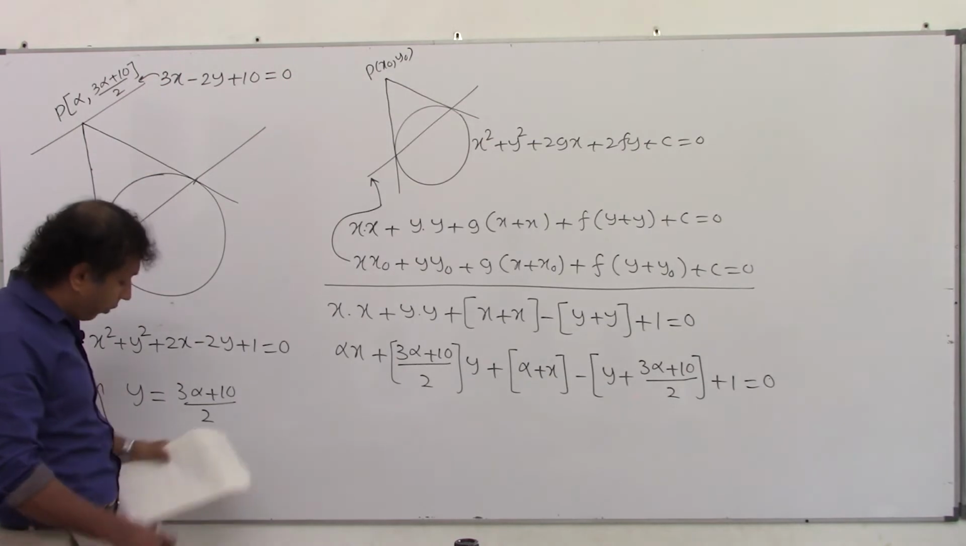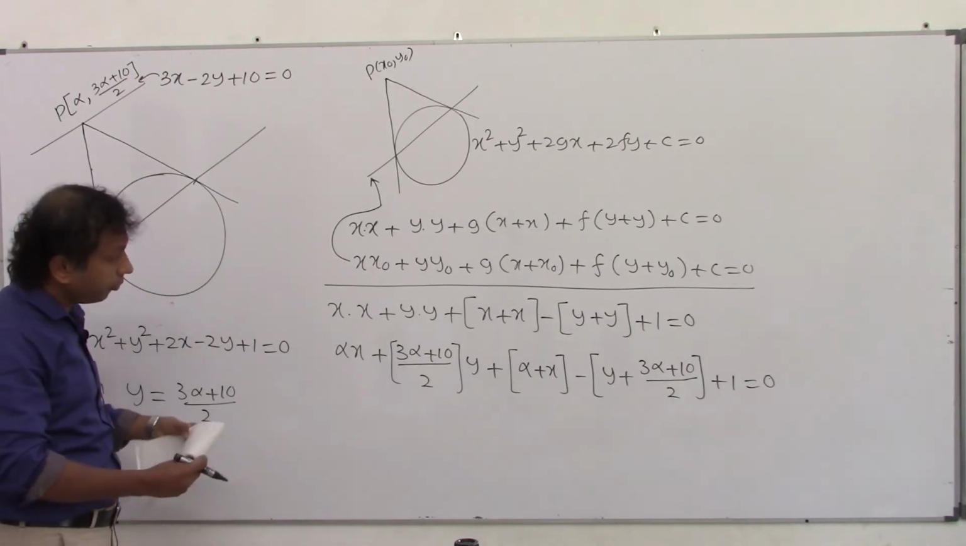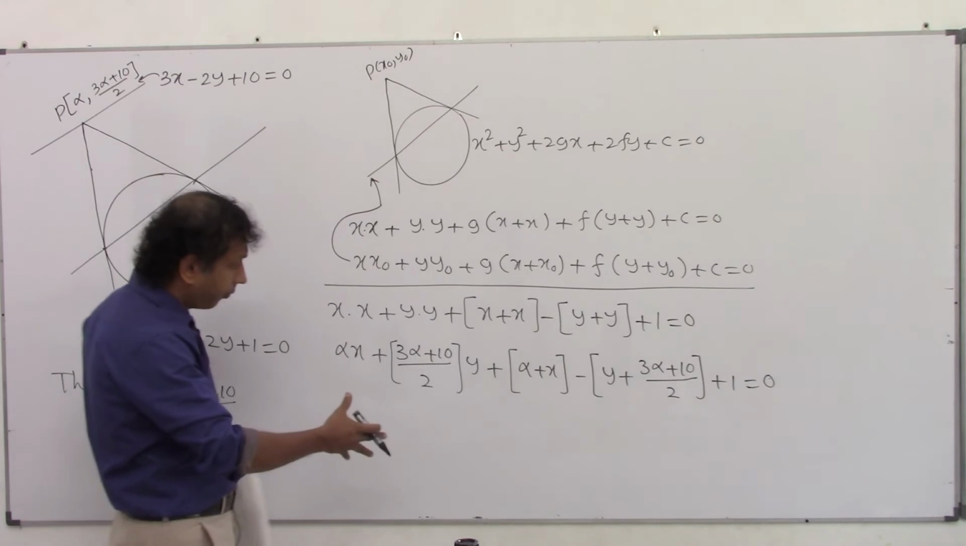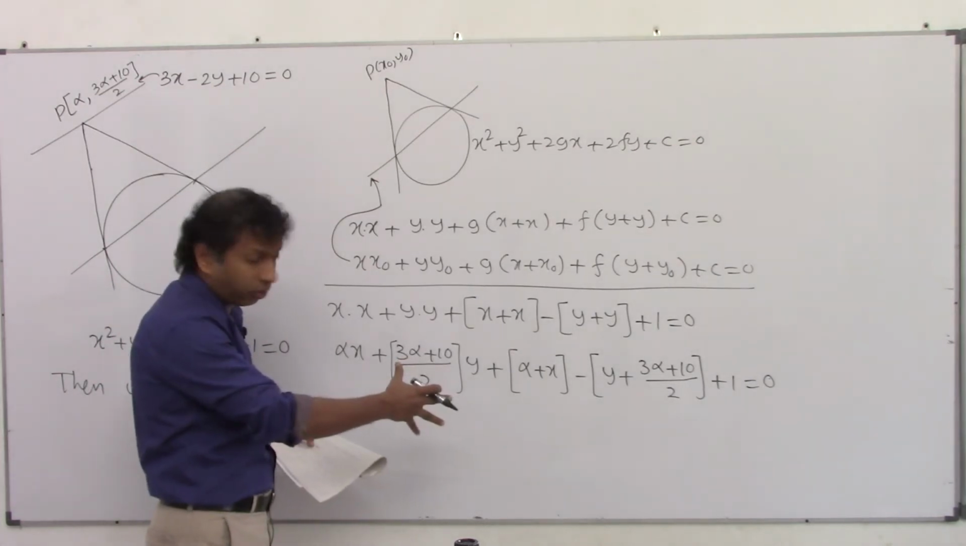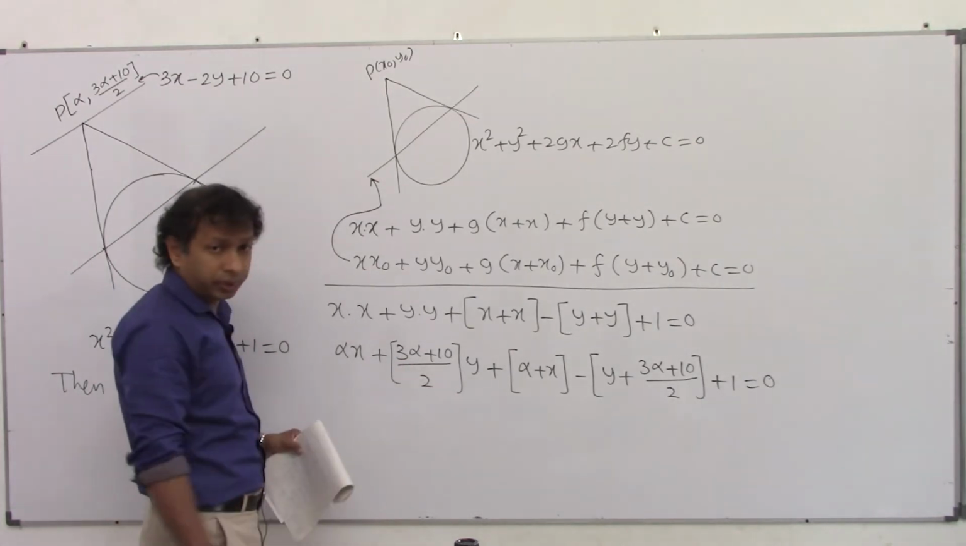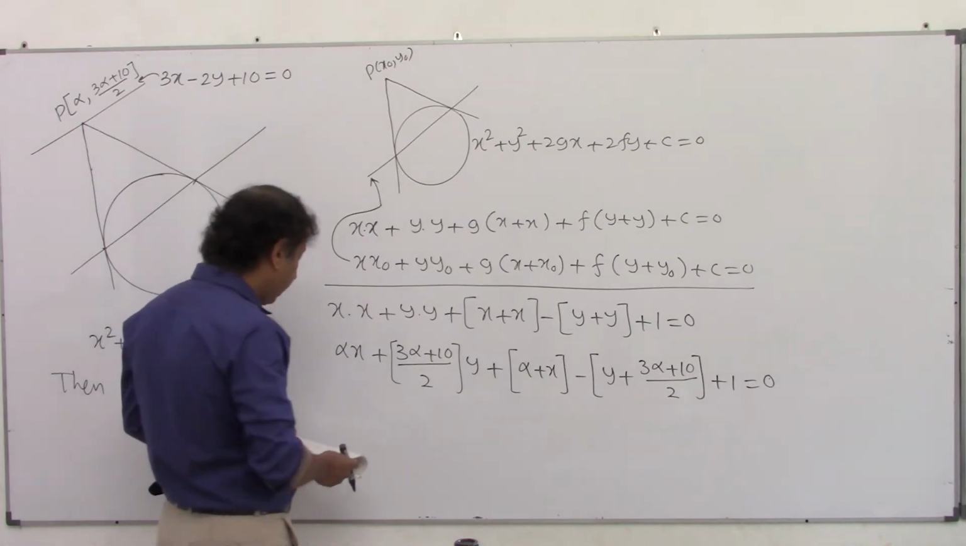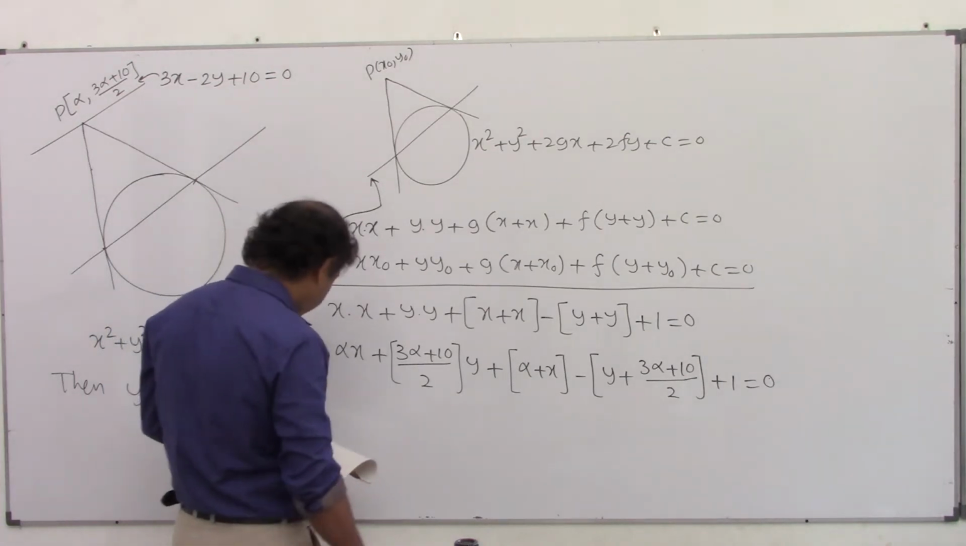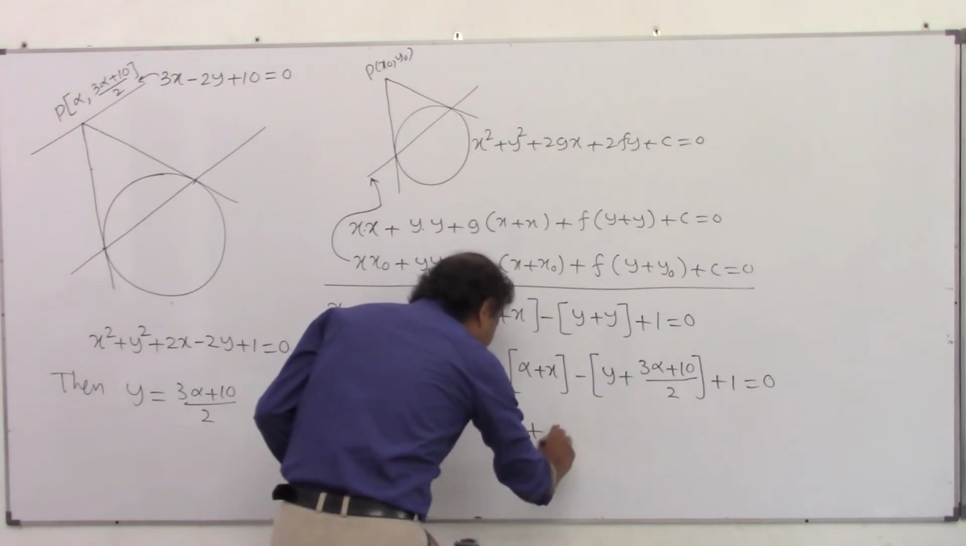Right. Now, what I am going to do here is collect the alpha terms together, and the other terms separately. So, when I take the alpha terms together, I get this, P alpha.